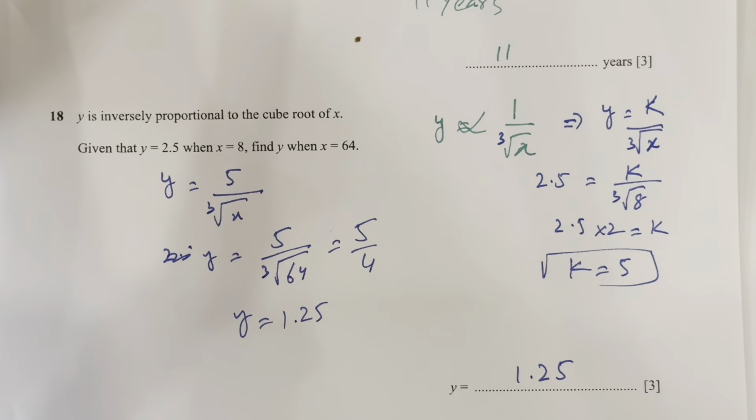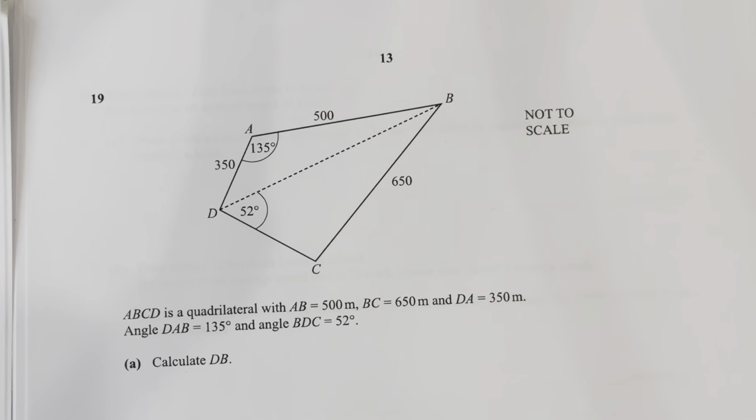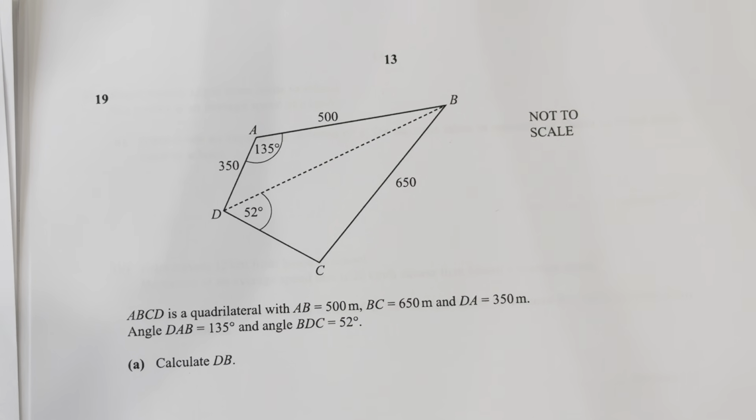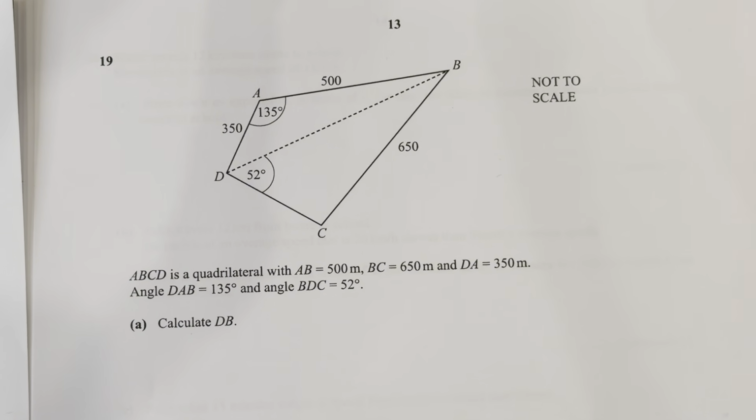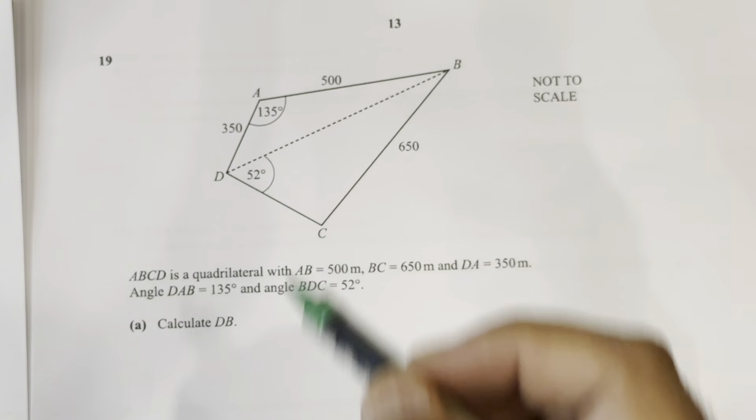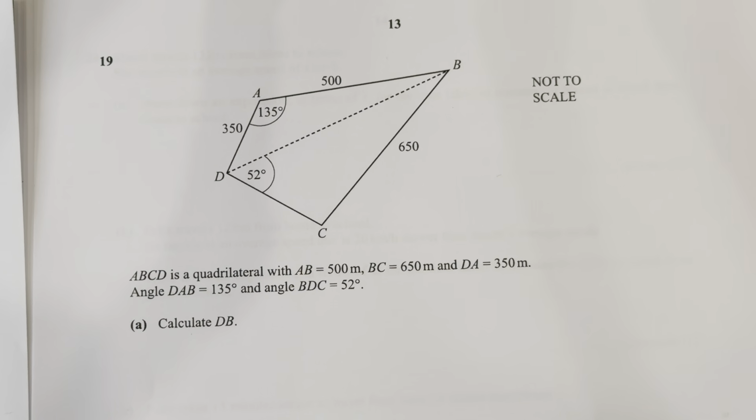Now we will move to question number 19. 19 is from the topic of trigonometry and further trigonometry, and this is a simple question. We have to apply the cosine formula, which is also given in the formula sheet. In the figure we can see that this figure is not drawn to scale. ABCD is a quadrilateral with AB equal to 500 meter, BC equal to 650 meter, DA equal to 350 meter. Angle DAB is 135 degrees, and angle BDC is equal to 52 degrees. Calculate BD.